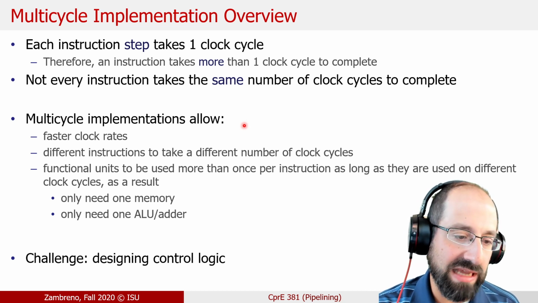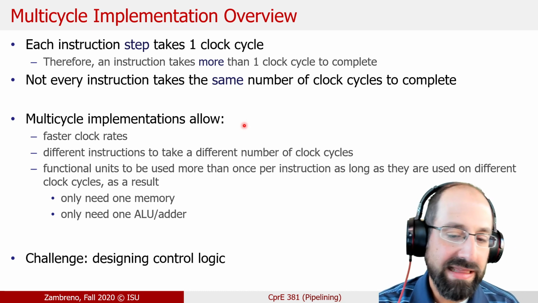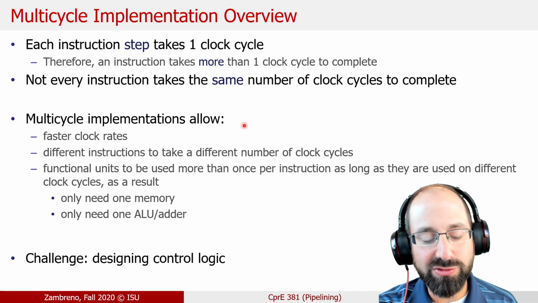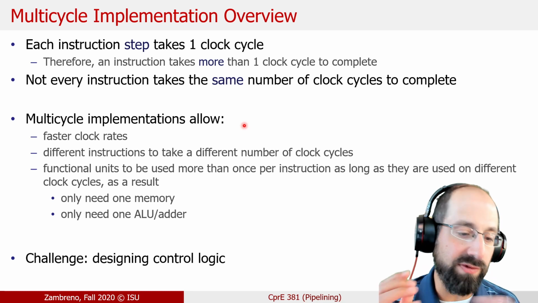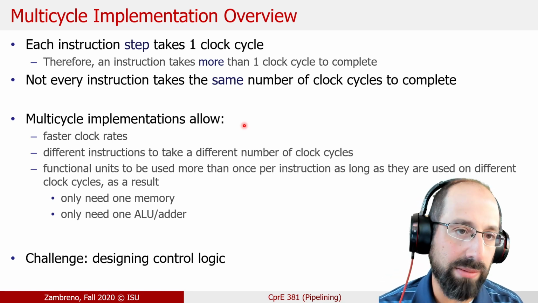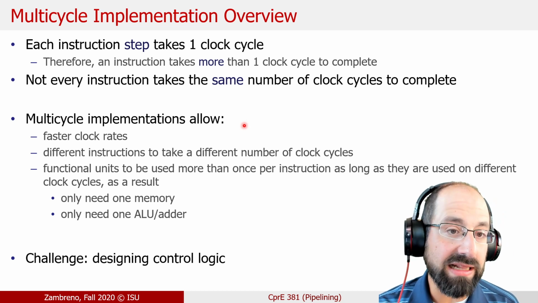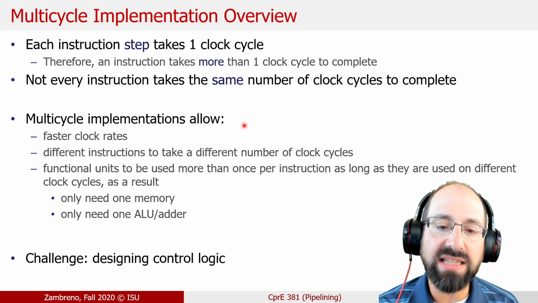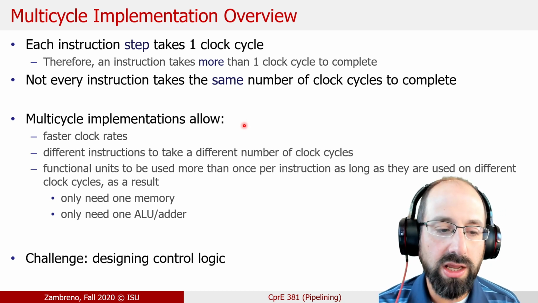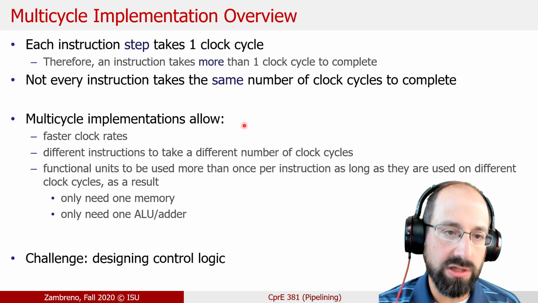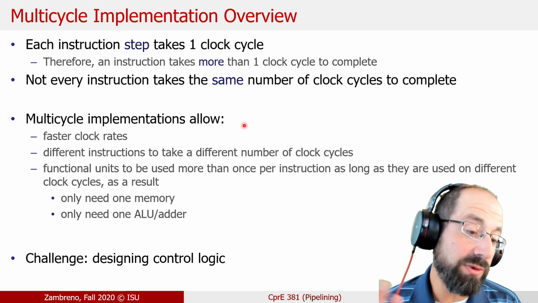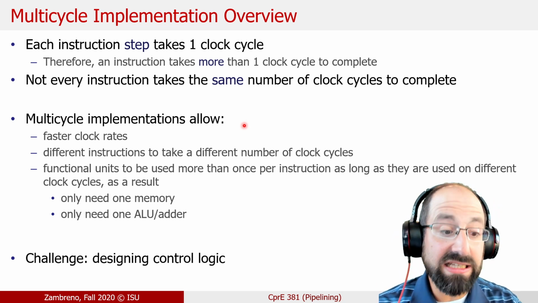We can have, for example, a single memory that for part of the instruction can act as an instruction memory, and for another part of the same instruction can act as a data memory. So we actually need fewer data elements here. It is very likely that our total resource usage is going to be less for a multi-cycle implementation versus for a single cycle implementation.